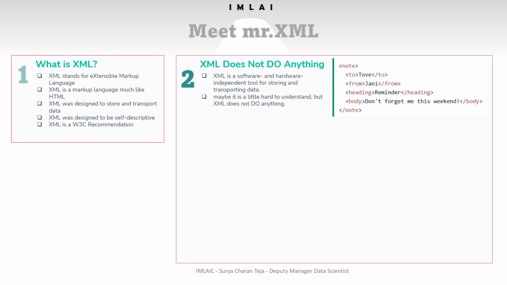If you see this example, it's quite self-descriptive. It has sender information, that's Jenny, and it has receiver information, that is Toe, and it has a heading, that's a reminder, and it has a body, that's don't forget me this weekend. Let's catch up. So let's write this XML file exactly the same way.